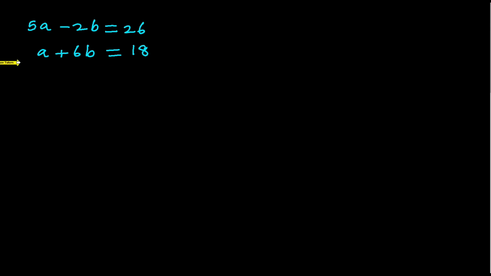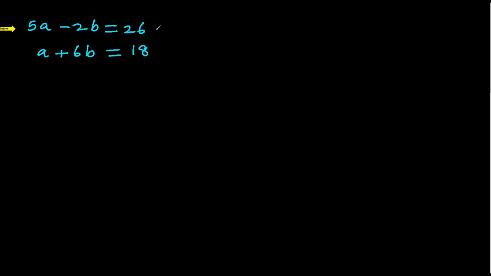Coefficients of a are 5 and 1, coefficients of b are -2 and 6. So what we have to do, we need to multiply one of the equations by some number to make the coefficients of any one of the variables same. So here both are possible actually. Even when you multiply the second equation by 5, a coefficients will become same. Or if you multiply the first equation by 3, this will become 6b and 6b. You can follow anything, doesn't matter, but you will get the same answer in both the cases.